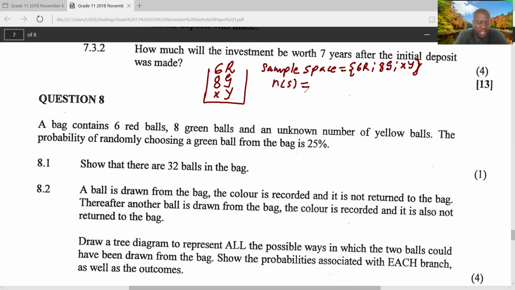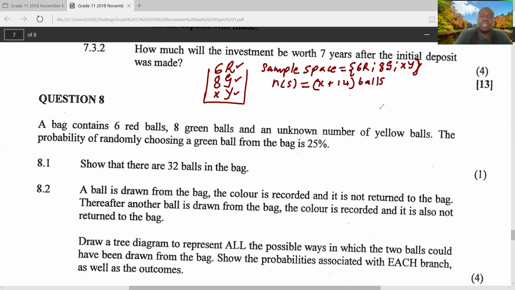And to do that, ladies and gentlemen, we'll say, okay, fine. We know that we have 6 red balls, 8 green balls, and X yellow. If we add this, it means there will be X plus 14 balls all in all. So we have how many balls all in all? It's X plus 14 balls. It's 6 plus 8 plus the X.